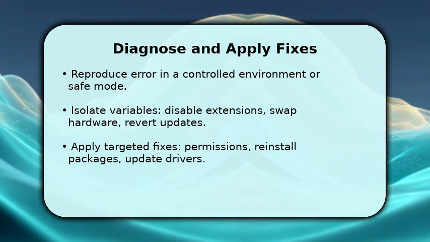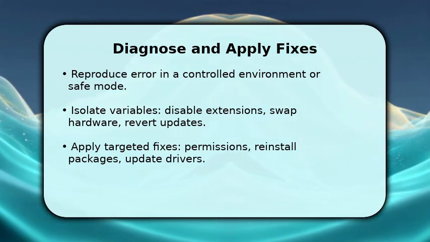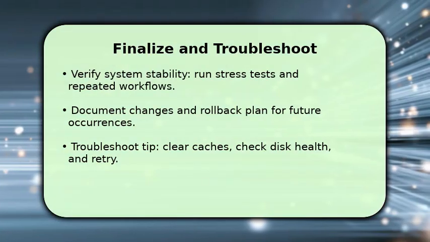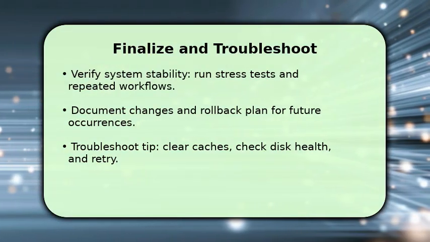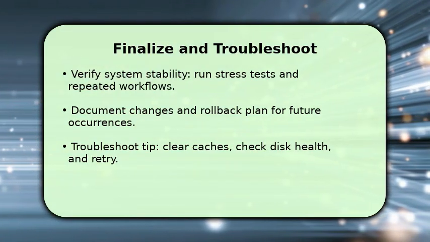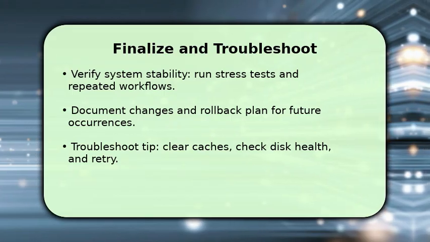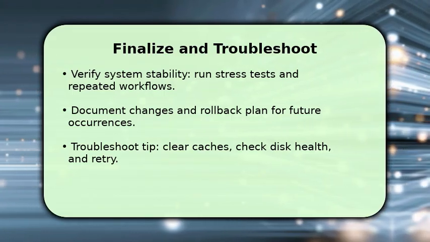You finalize by verifying system stability with stress tests and repeating the workflows that triggered error 0. This confirms the fix under normal load. Then document every change you made and store a rollback plan so you can respond quickly if it returns.